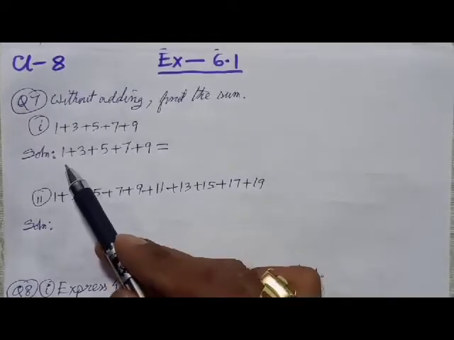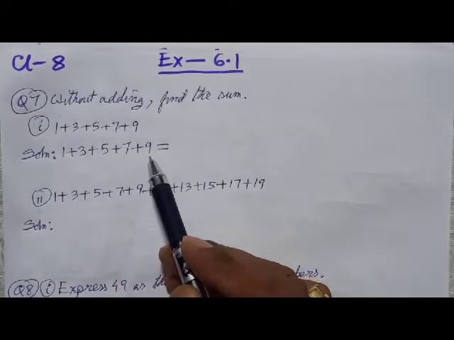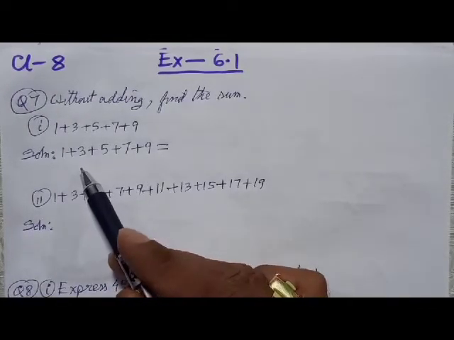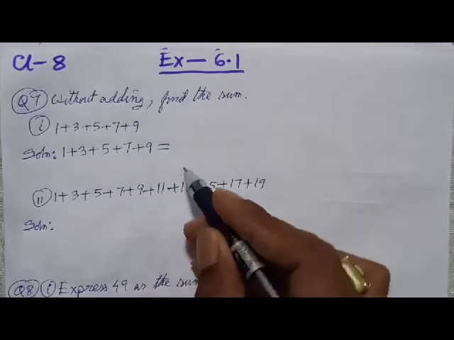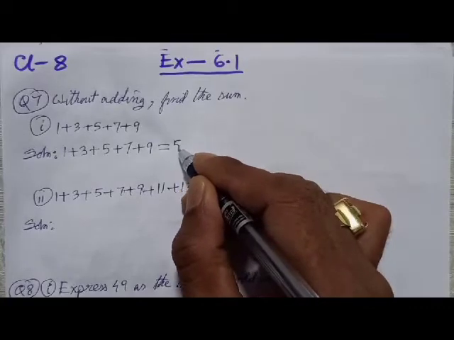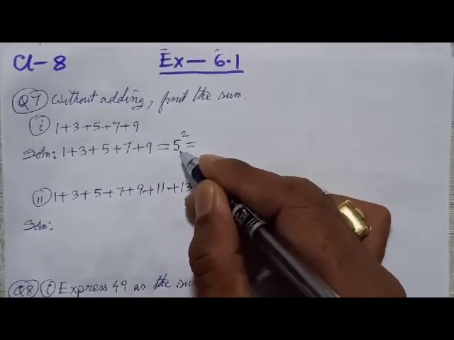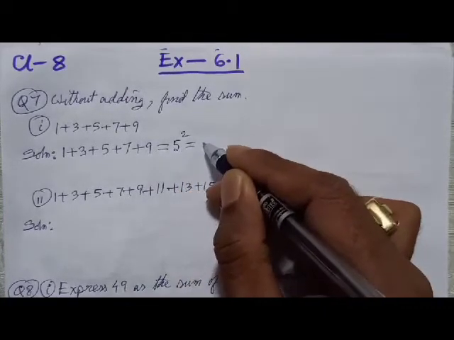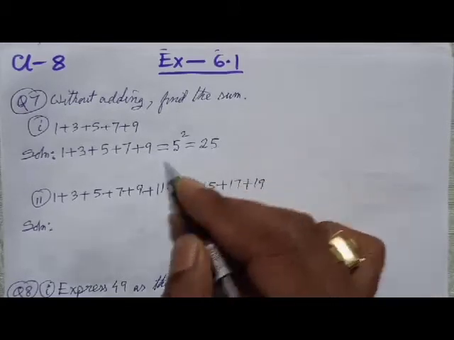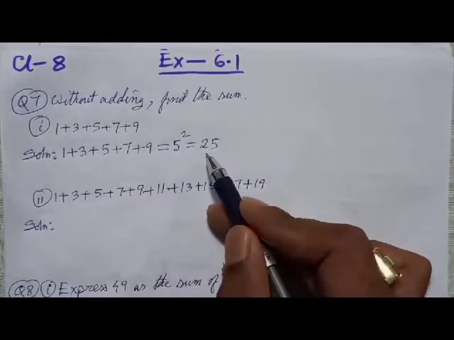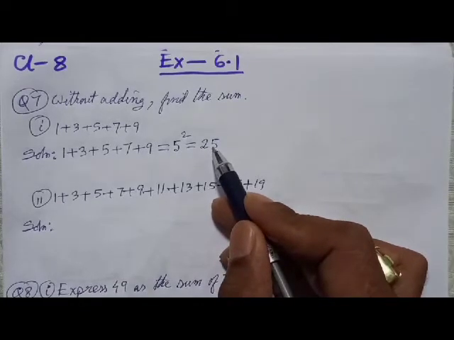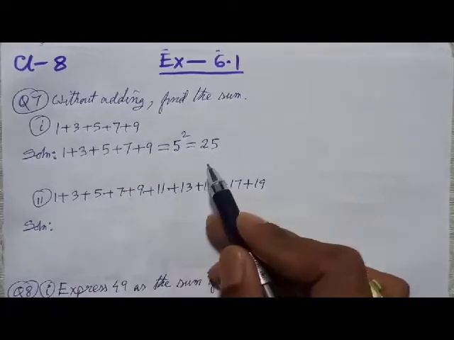Here, we are adding 1 plus 3 plus 5 plus 7 plus 9. And let us count how many odd numbers are being added. 1, 2, 3, 4, 5. Here, 5 odd numbers are being added, so this is equal to 5 square. And we know that 5 square is 5 into 5, that is 25. So, the sum of these odd numbers will be 25. Here, this question 1 is over. I hope you can understand this.